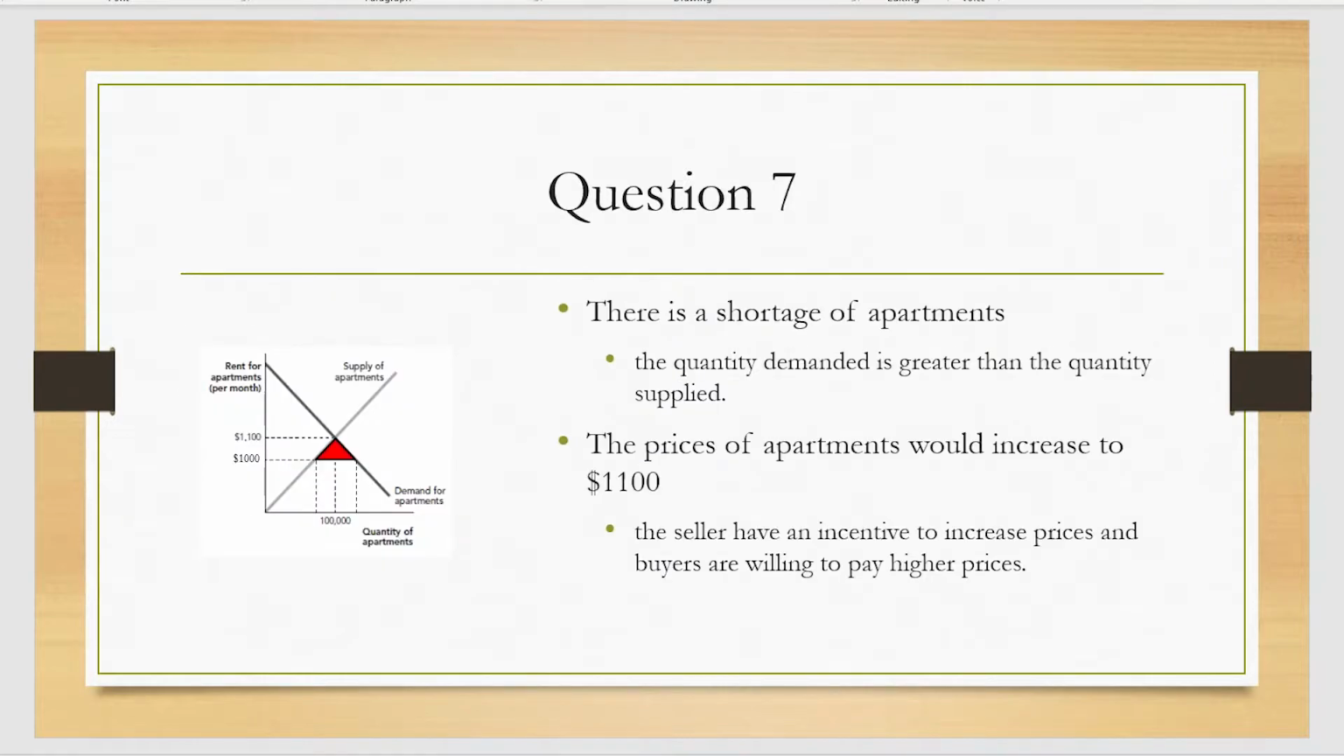Question 7. There is a shortage of apartments because the quantity demanded is greater than the quantity supplied at a price of 1,000, as you can see on the graph. Therefore, the prices of the apartments will increase to 1,100 because the sellers have a higher incentive to increase their prices and the buyers are willing to pay higher prices.